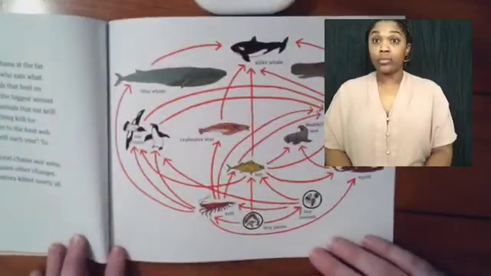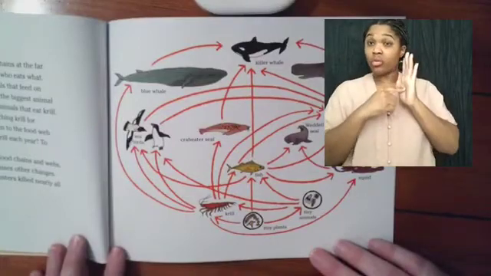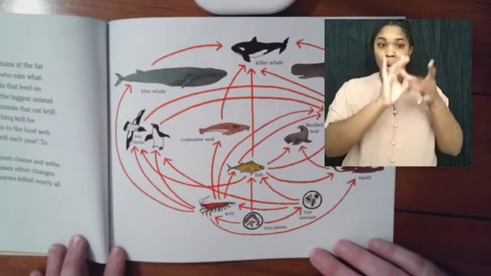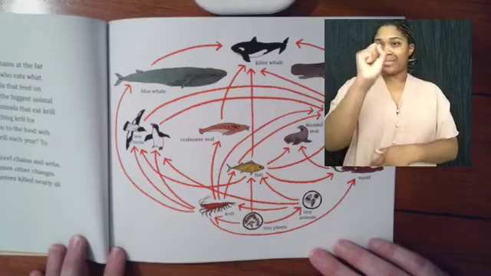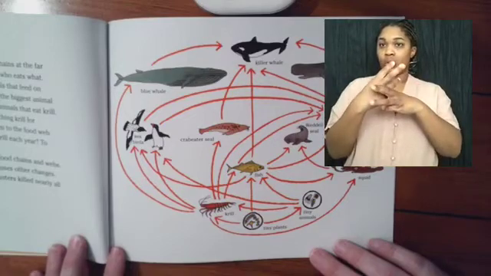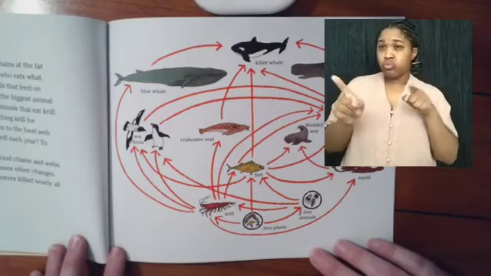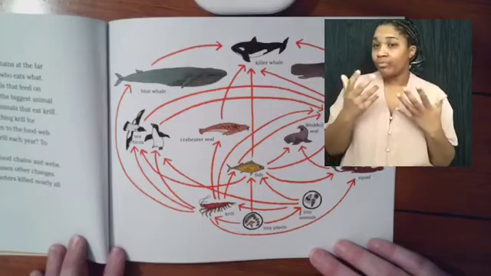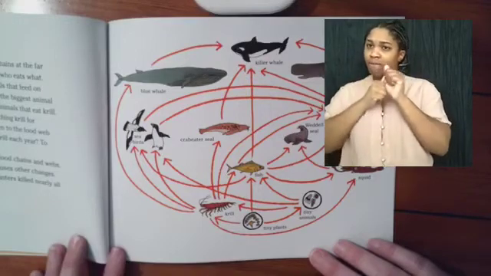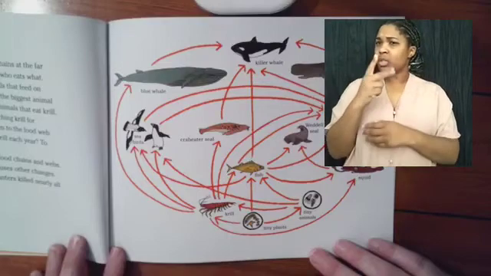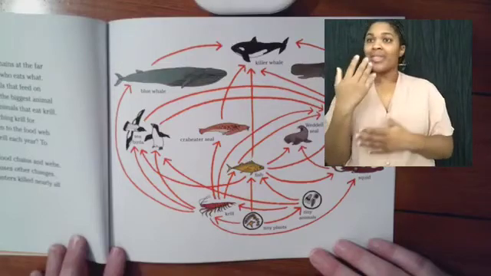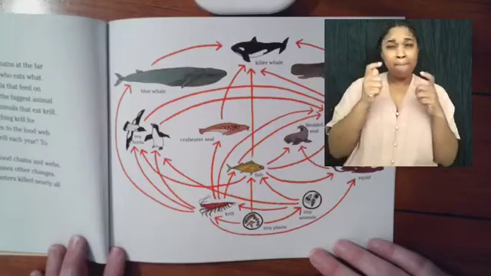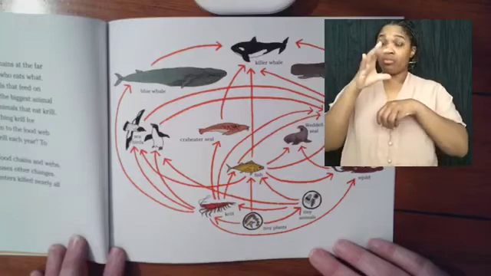The drawing shows a web of food chains at the far south of the world. The arrows show who eats what. Follow the arrows and find the animals that feed on krill. One of them is the blue whale, the biggest animal on Earth.